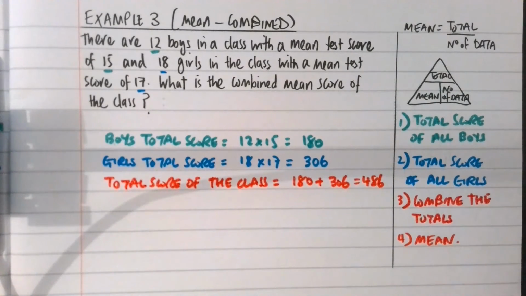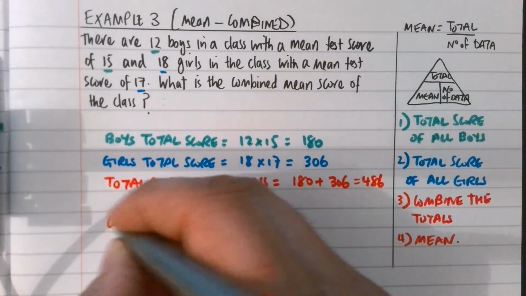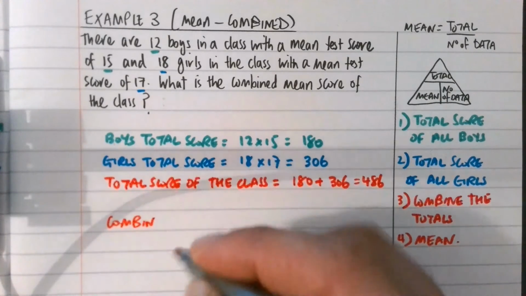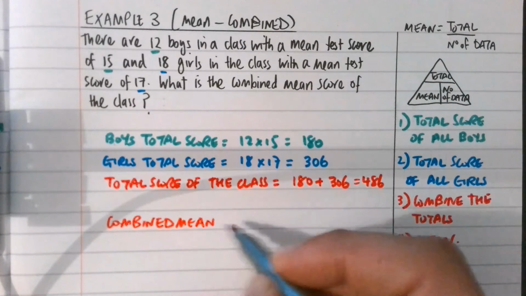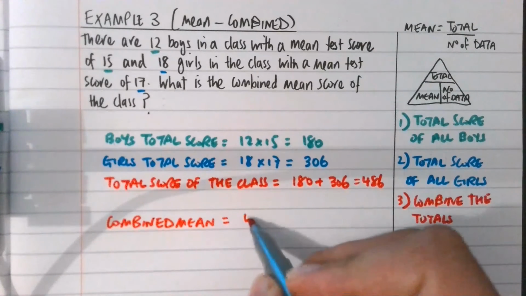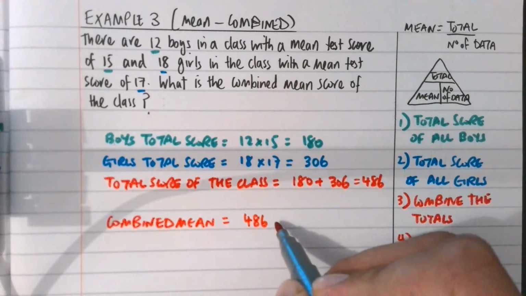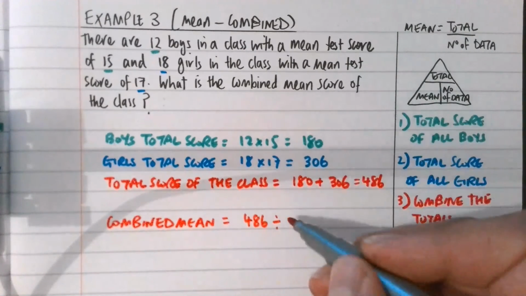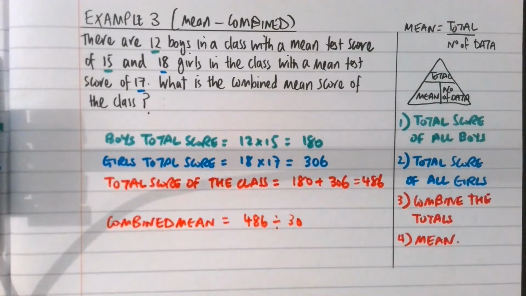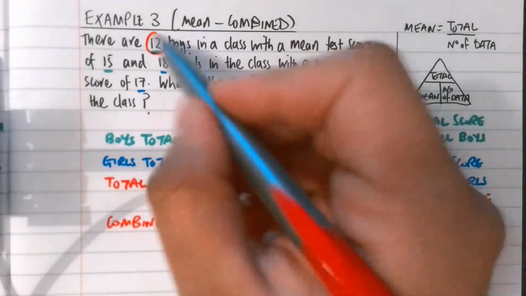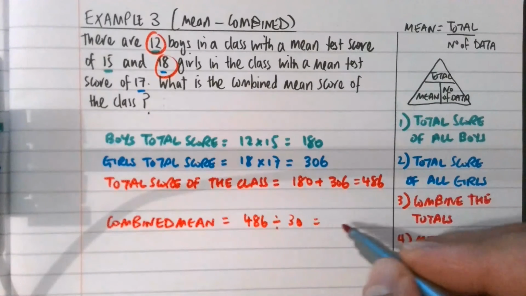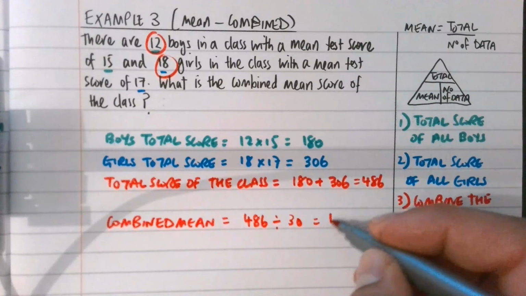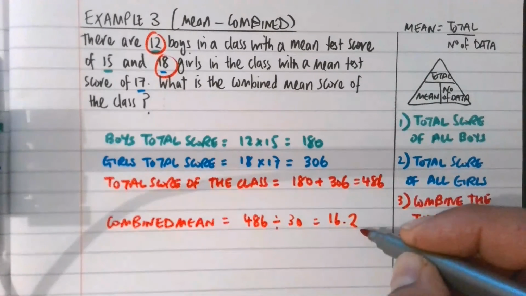Now we're going to work out the combined mean. So we have the total scores of the entire class. Therefore, the combined mean is again going to be quite straightforward. It's going to be 486, which is the total score, divided by the number of data. Well, there are 30 students in the class, 12 boys and 18 girls. That's 30. If I divide 486 by that, it's going to be 16.2 as our answer.